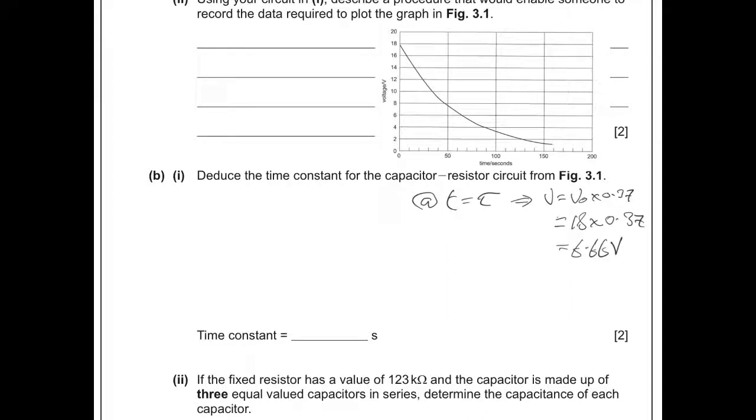So when I do that, I get that the voltage will fall to 6.66 volts. So that's going to be about there. So we need to take that across to our graph. Do it with a ruler, obviously, on my really rough measurement here. And it's somewhere between about 55 and 60. And obviously the more accurately you do it, the better a result you're going to get.